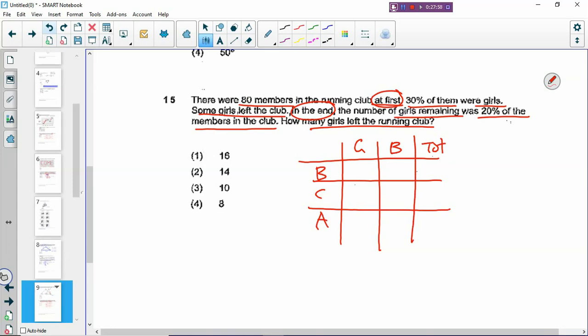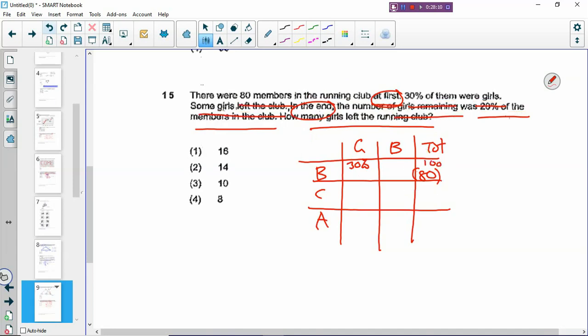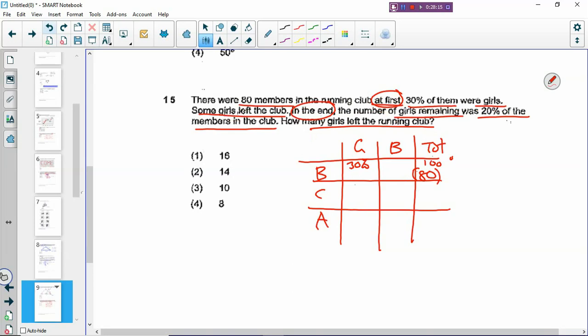You look at the first sentence, there were 80 members at first, which is an important value. 30% were girls, so you just put 30%. There must be 100% altogether, because 100% is the total at first. So 100% for everybody, and the boys must be 70%.